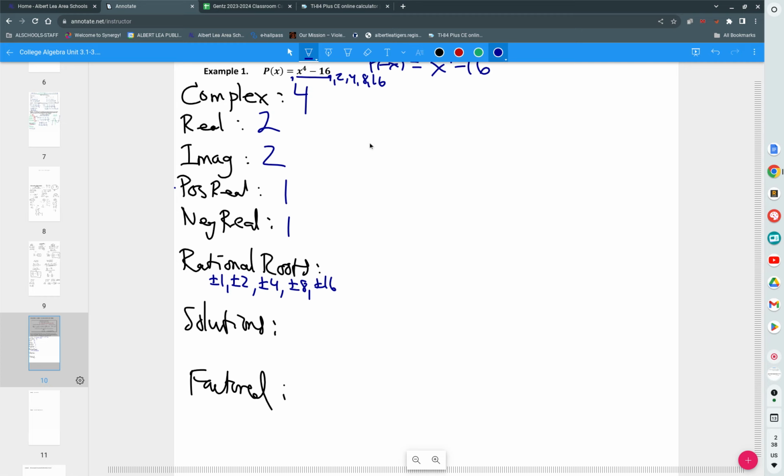Do you see how that factors? x squared minus 4 times x squared plus 4. Good.